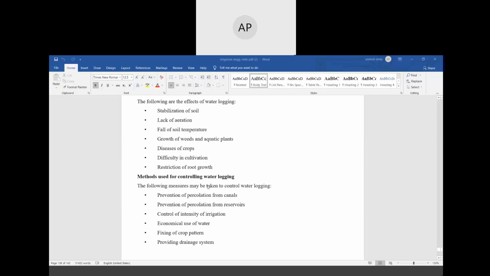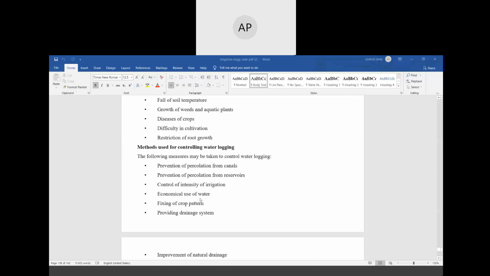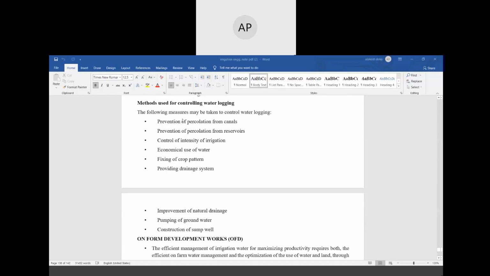Methods of waterlogging control. There are some methods by which we can prevent waterlogging. These are prevention of percolation from canals, control of intensity of irrigation, economical use of water, fixing of crop pattern, providing a drainage system, improvement of natural drainage, pumping of groundwater, and construction of sump wells.